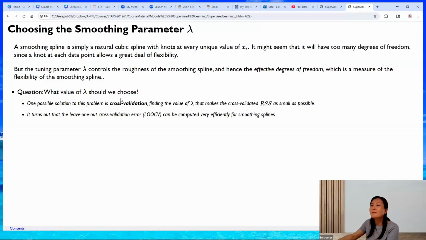How to choose lambda? We can use cross-validation. It turns out that leave-one-out cross-validation can be computed very efficiently for smoothing splines. So instead of actually fitting the model n times, as you would theoretically with leave-one-out cross-validation, there is a formula that can quickly calculate the result.